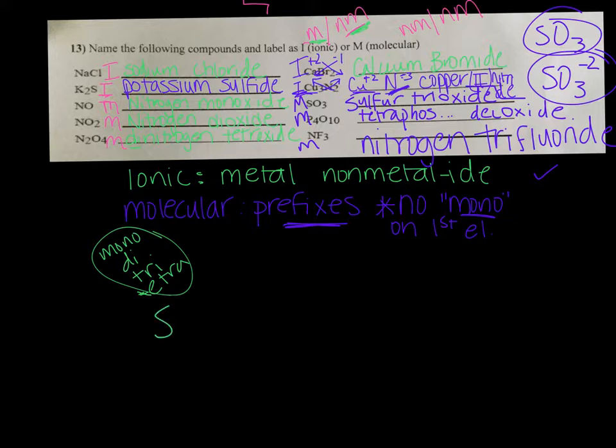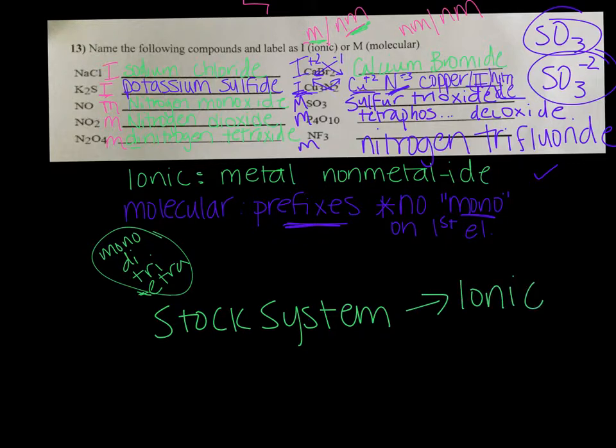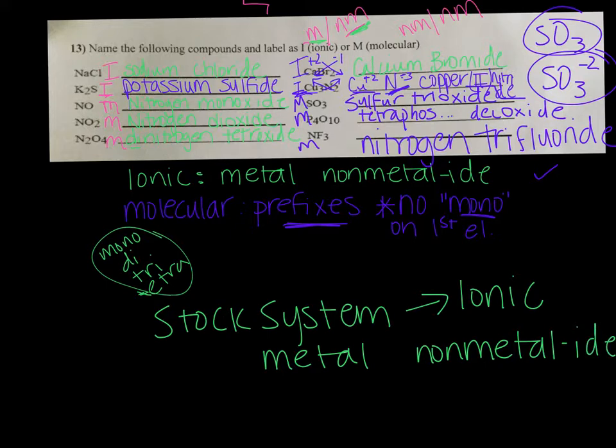And then finally, your stock system is always going to be ionic. So you're going to use the same idea. You're going to say metal and nonmetal-ide, but we're going to add in a Roman numeral, and that Roman numeral is the charge. So what I like to do is my reverse crisscross like we did back here.